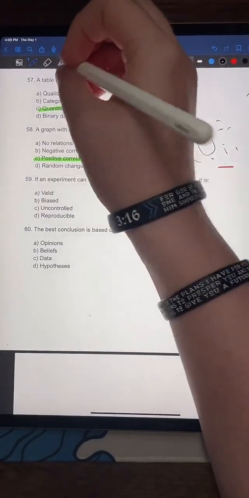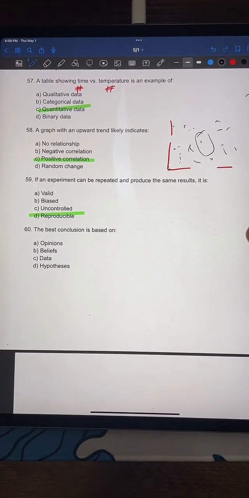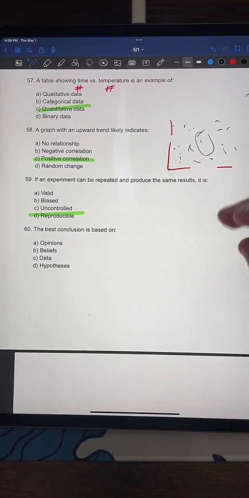But the answer is D, essentially. It is just reproducible. Essentially, this ensures the reliability. So valid does not mean that it is repeatable. Biased means skewed. And uncontrolled means it's unreliable.